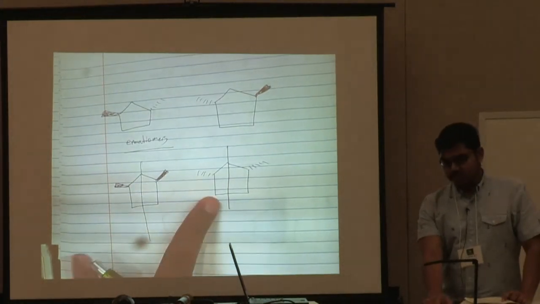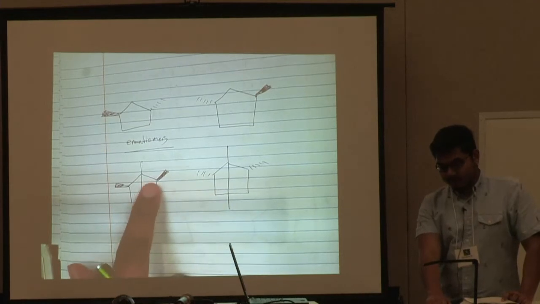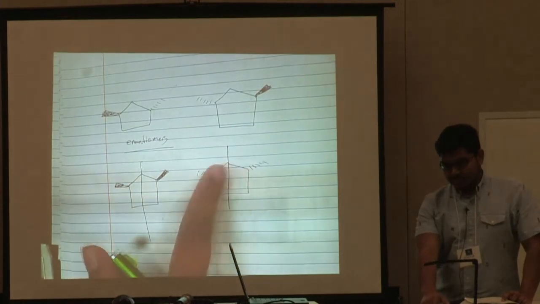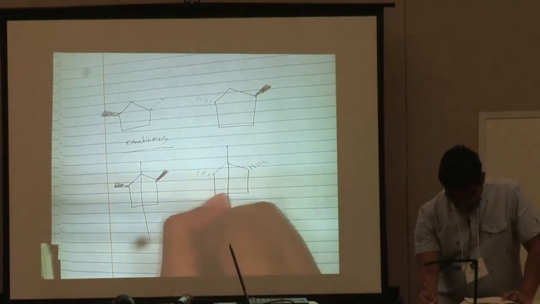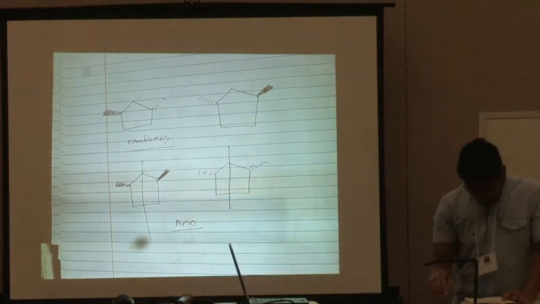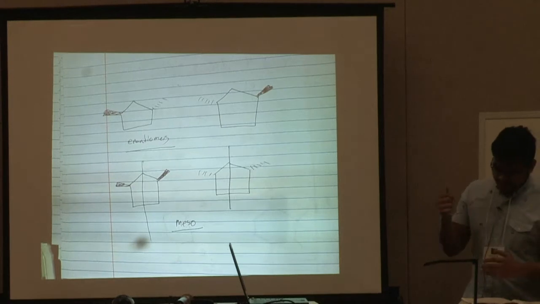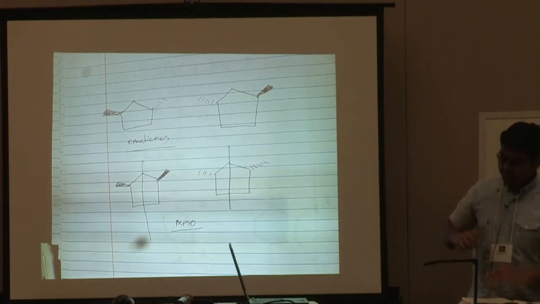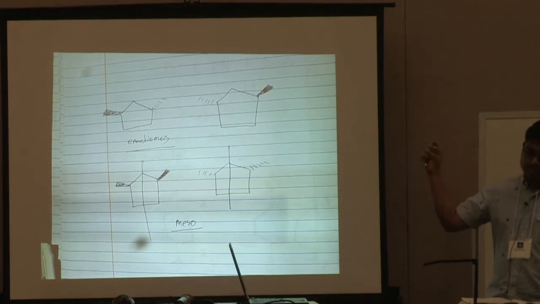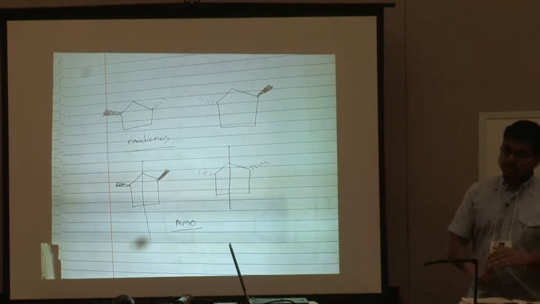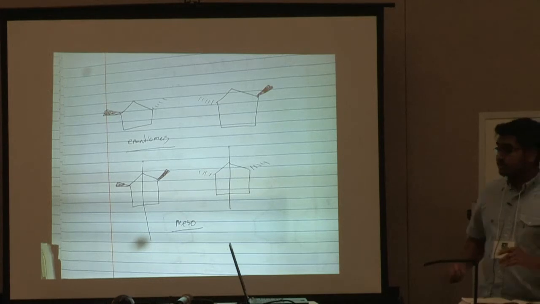These two are the same compounds. Even though they have chiral centers, they're the same compound, so therefore they're meso. So the way to figure out meso is symmetry. If you can find a plane of symmetry and both sides have a wedge and a dash, it's meso.